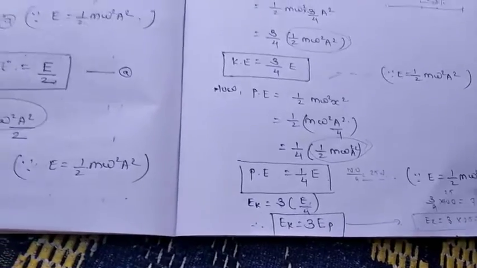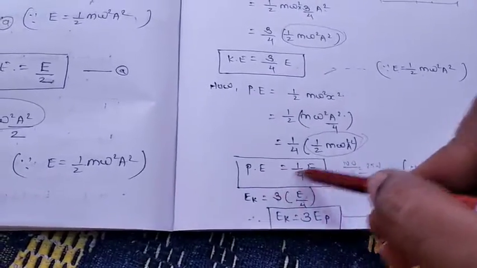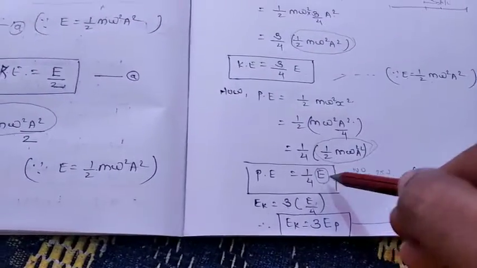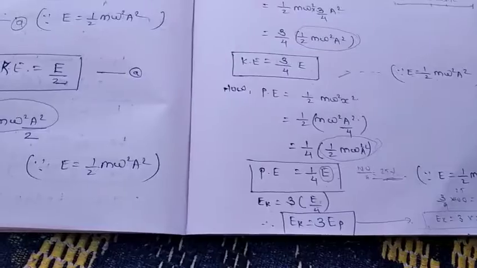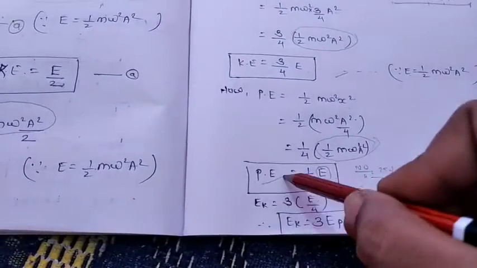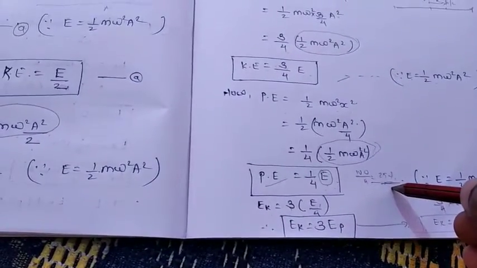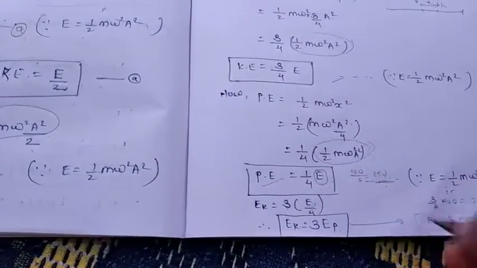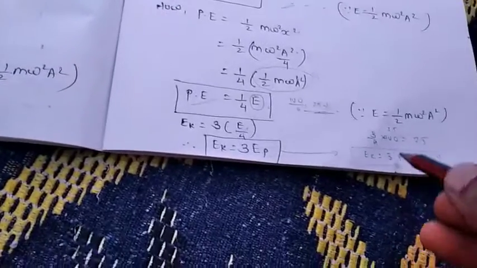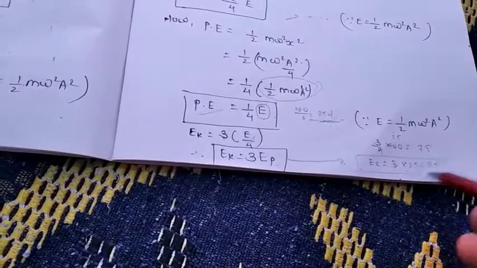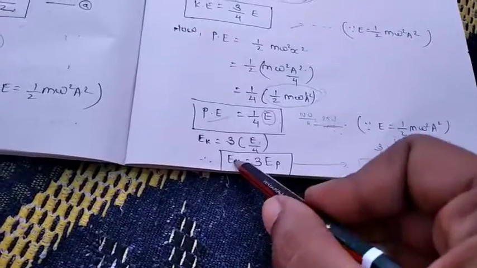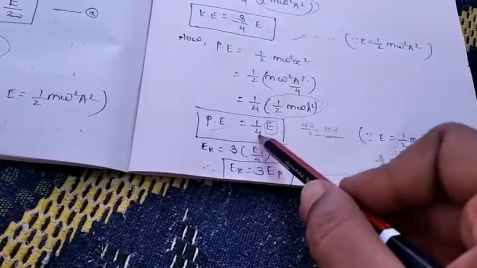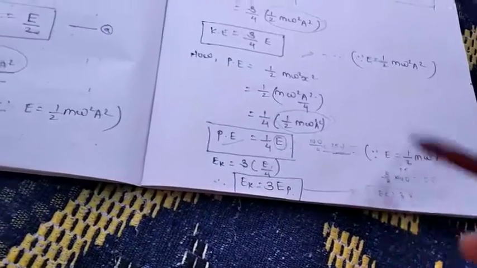So here the potential energy is equal to 1/4 of E. This E is nothing but the total energy. So that means it is 25% of the total energy, right? The potential energy is 25% of the total energy, and Ek is equal to 3 Ep. So we can write 3 into 25%, that is 75%. That means the kinetic energy is 75% of total energy, and potential energy is 25% of total energy.